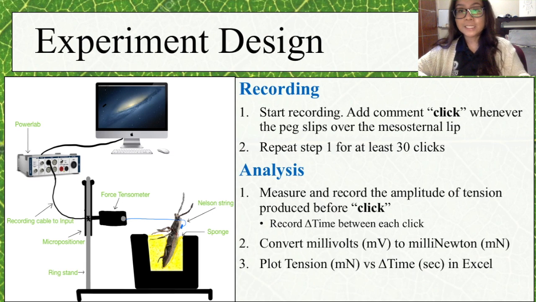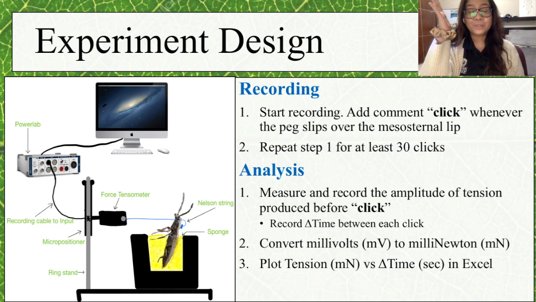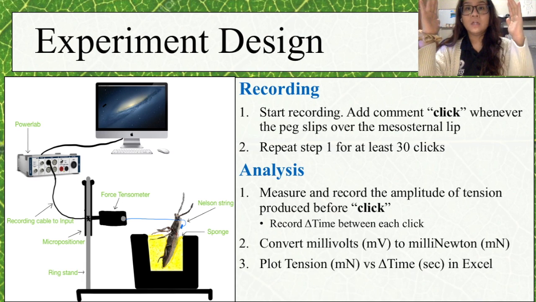So how I would record this is I would comment click whenever a clicking mechanism occurs within my beetle. So basically, I'm trying to study whether there's a relationship between tension and time. So let's say between click 1 and click 2, the duration of that flexing period is 2 seconds. I would take note of that 2 seconds, and then I would measure the amplitude of the tension buildup between click 1 and click 2. And I would then take note of that again.